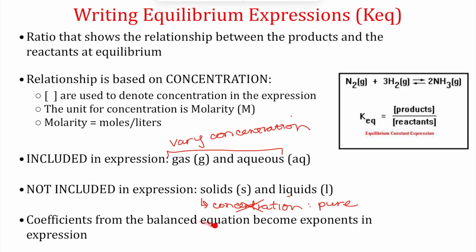As we look at our balanced equations, the coefficients from our balanced equation are going to become exponents in our expression. And so here's an example of an equilibrium constant expression. KEQ is the concentration of our products over the concentration of our reactants. We've got a reversible reaction. We always use what is on the left side as our reactants and the right side as our products. And we are going to write that expression looking at the concentrations of anything that can change.